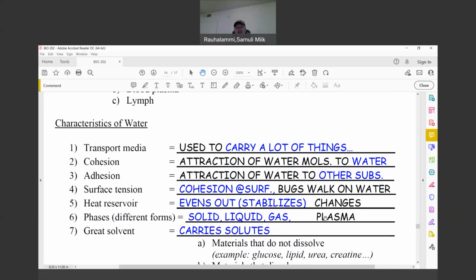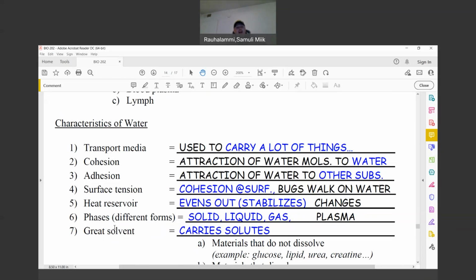Plasma is not one of the phases of water, but I added it there because I wanted to discuss it in a class, so we're not going to go there now, but you know that some materials can also take a plasma phase.